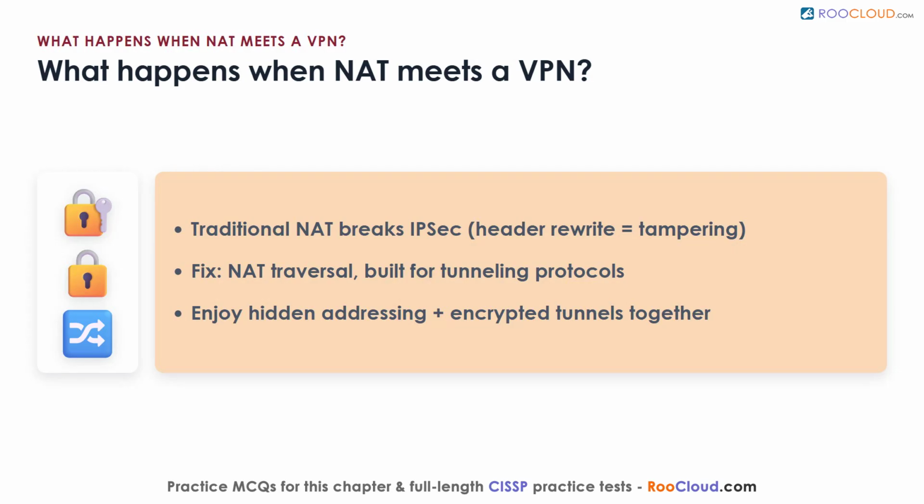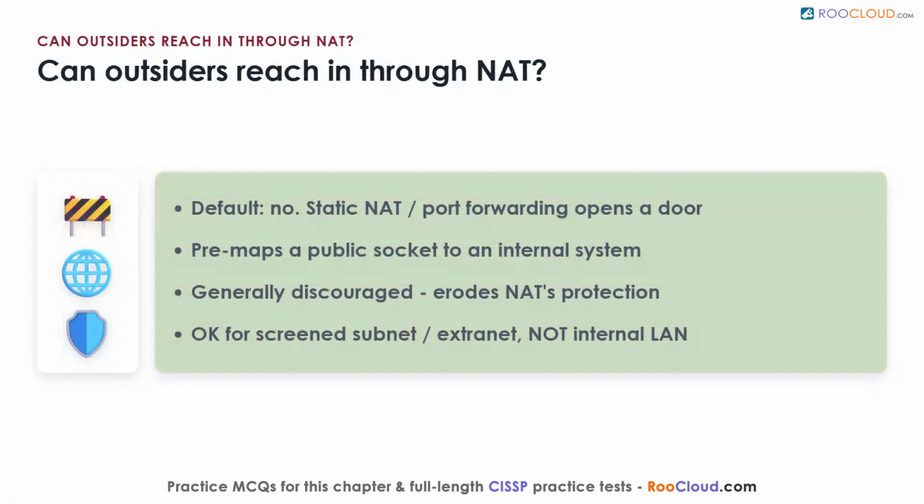This lets an organization enjoy both hidden addressing and encrypted tunnels through one interface. Think of it as a special envelope that lets the receptionist relabel the outside without disturbing the sealed contents inside. Can outsiders reach in through translation? By default, no. But you can deliberately open a door with static translation, also called port forwarding or reverse proxy.